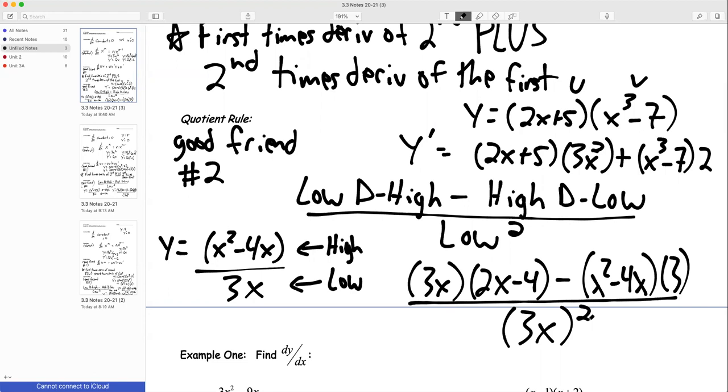Can I switch these, like the product rule? No. No. Can I write it on the bottom like that? No. It's the entire low part that is squared. Okay? So be careful. I'm warning you. Those are the 4 rules. Any questions?